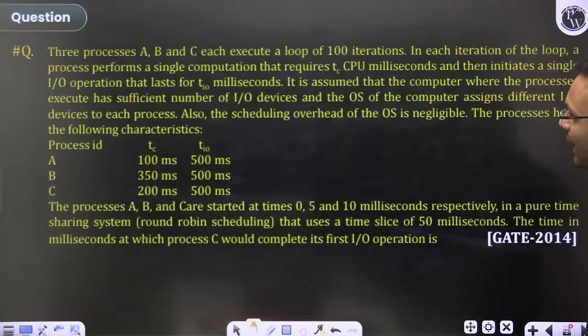Processes have these characteristics. Processes A, B, C are started at time 0, 5 and 10 milliseconds respectively in a pure time sharing system that uses a time slice of 50 milliseconds. At what time in milliseconds would process C complete its first IO operation?